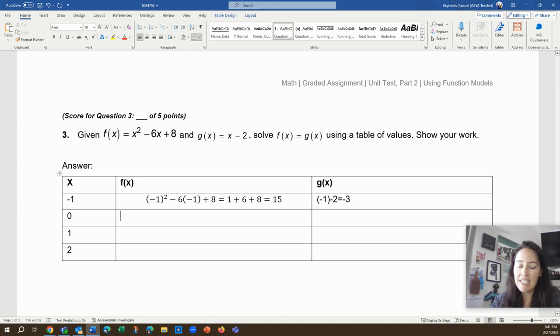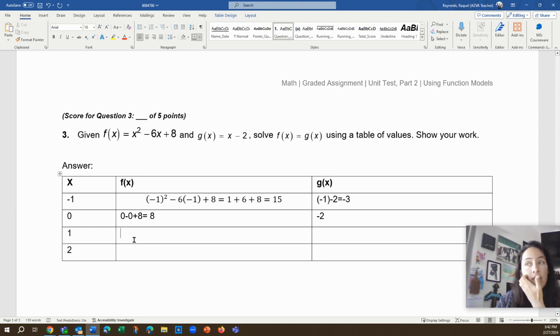This one's pretty easy because 0 squared is 0, minus 6 times 0, which is 0, plus 8. That just equals 8. Okay, let's see this one, 0 minus 2, that's just -2, right? Because if we plug in 0 right here, we're just left with -2.